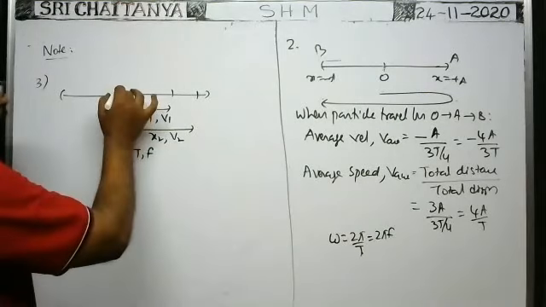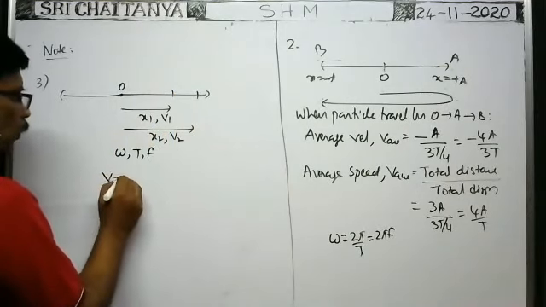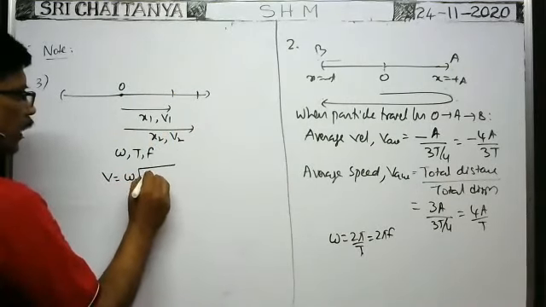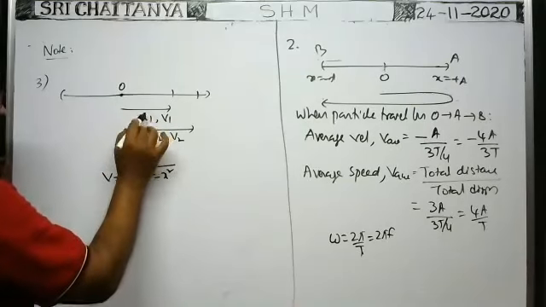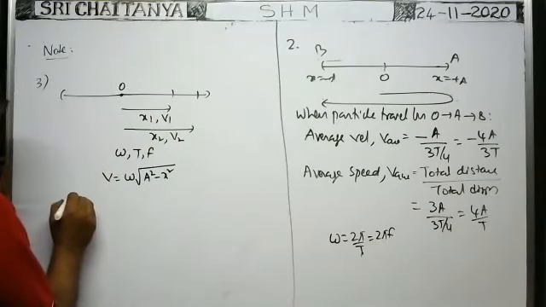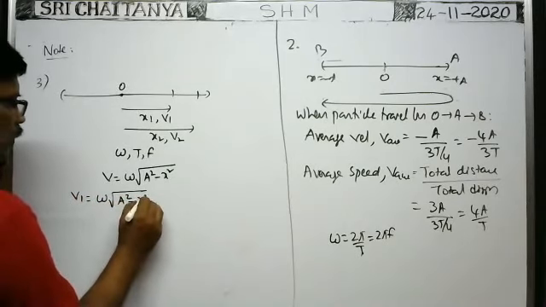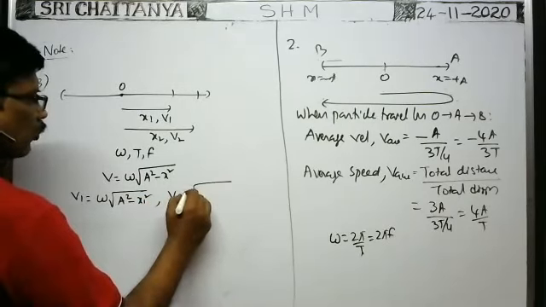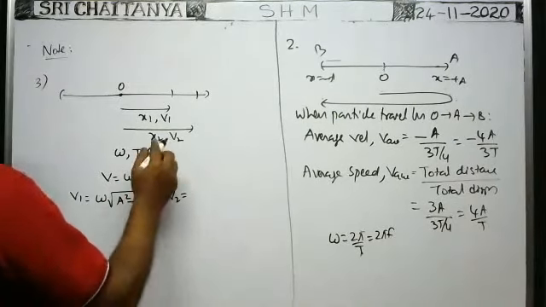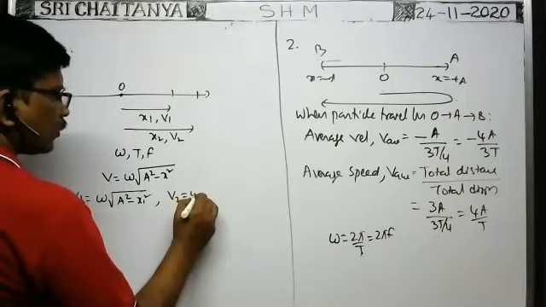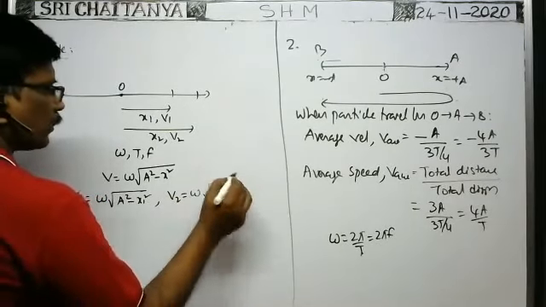You see, we know the velocity of the particle at any displacement from the mean position is v is equal to omega into square root of a square minus x square. We have this formula. From this you see at a displacement x1, velocity is v1, no? So v1 is equal to omega into square root of a square minus x1 square, and at any displacement x2, velocity is v2. That's why v2 is equal to omega, which does not change, omega into square root of a square minus x2 square.